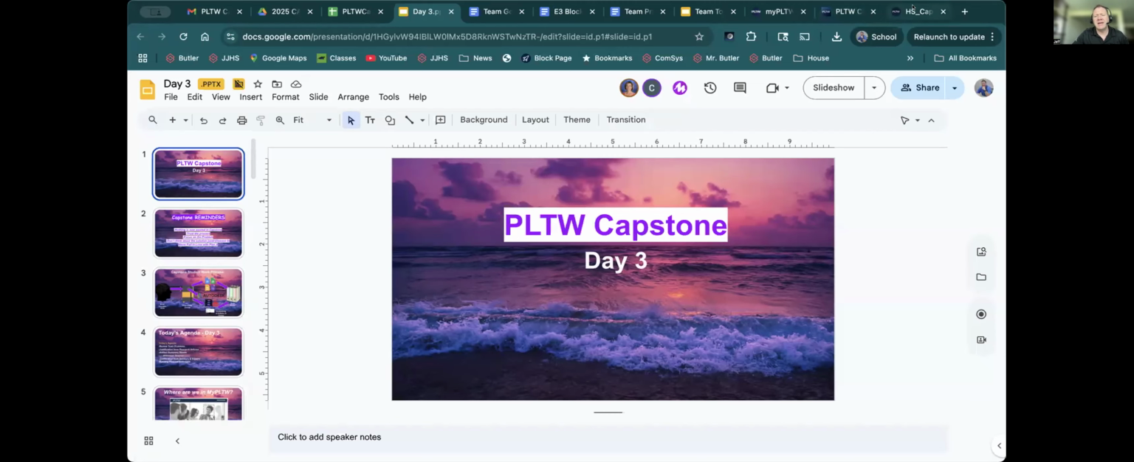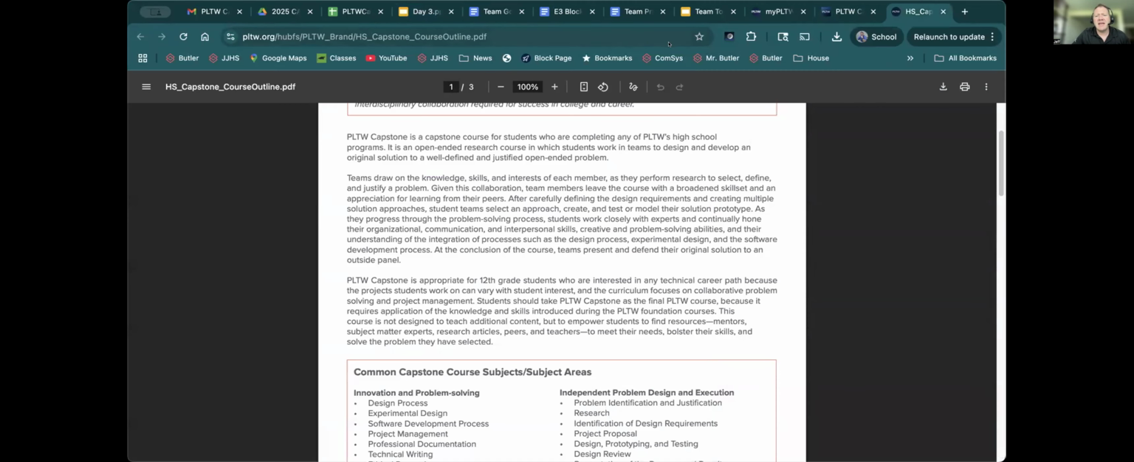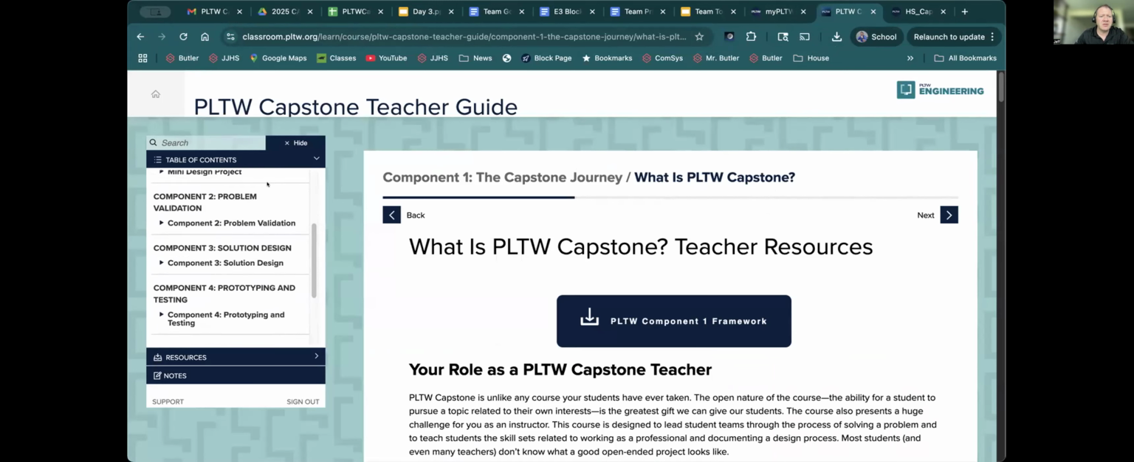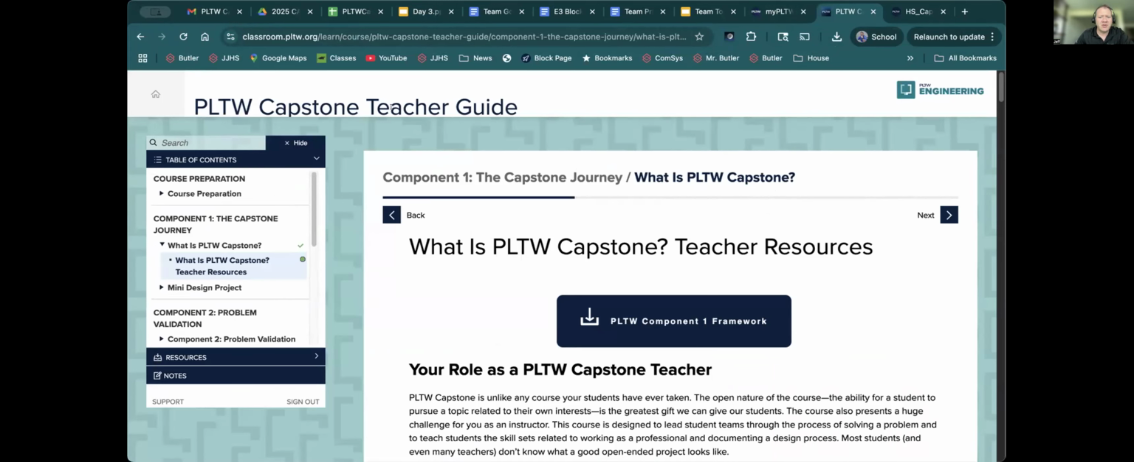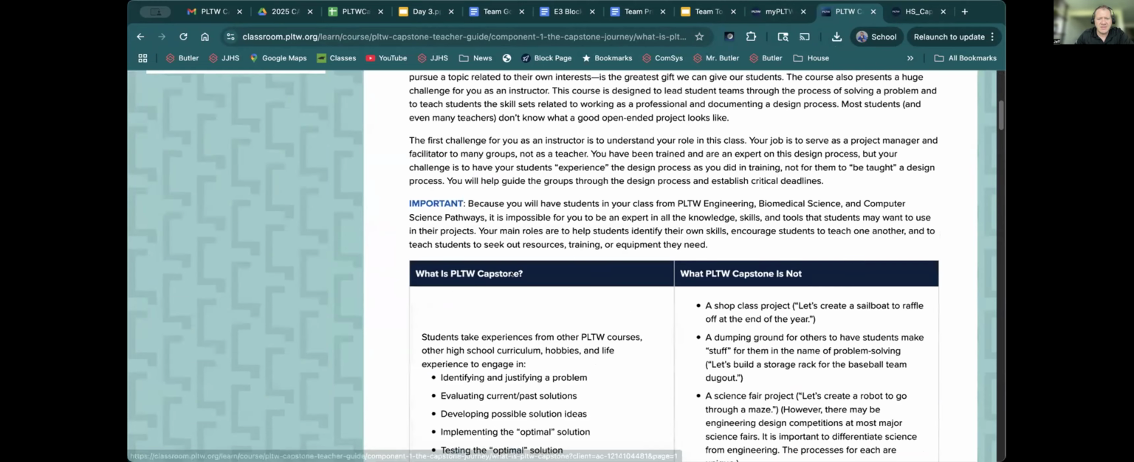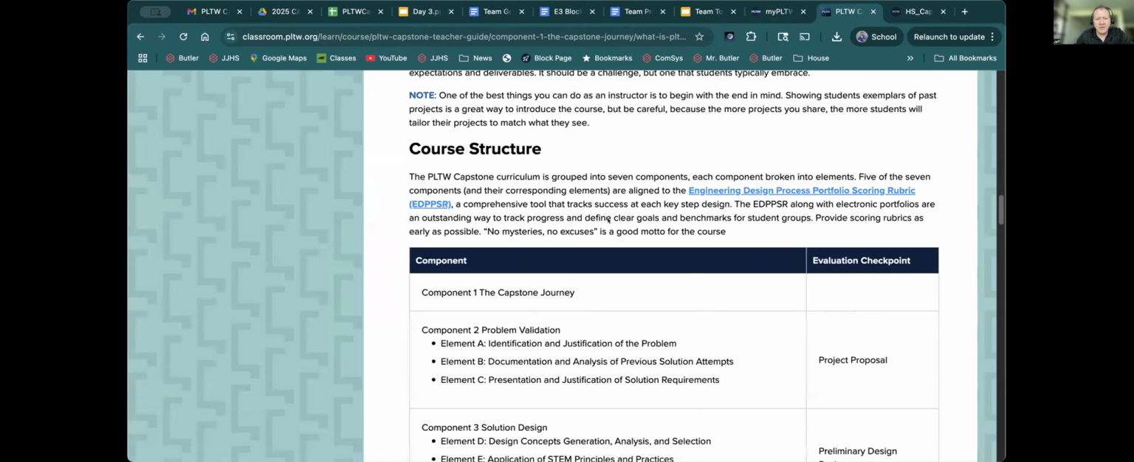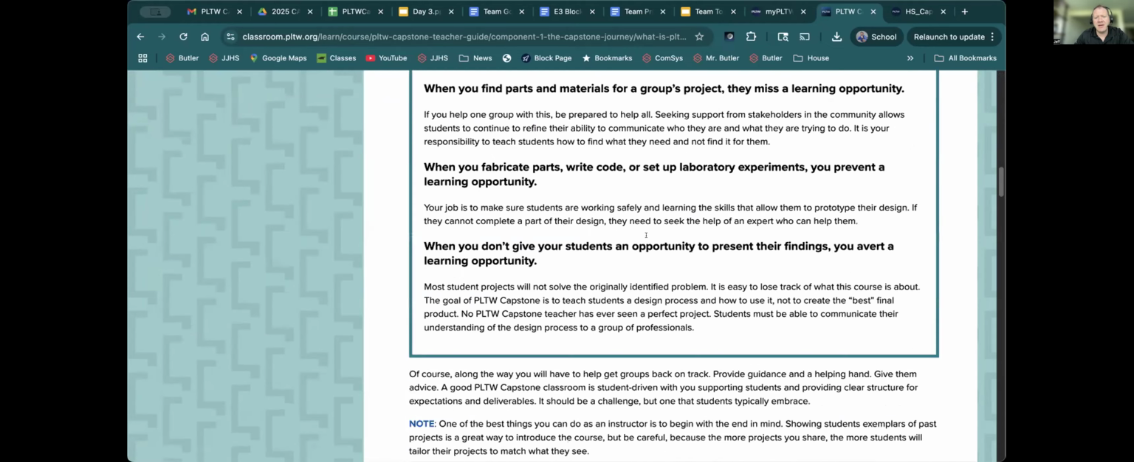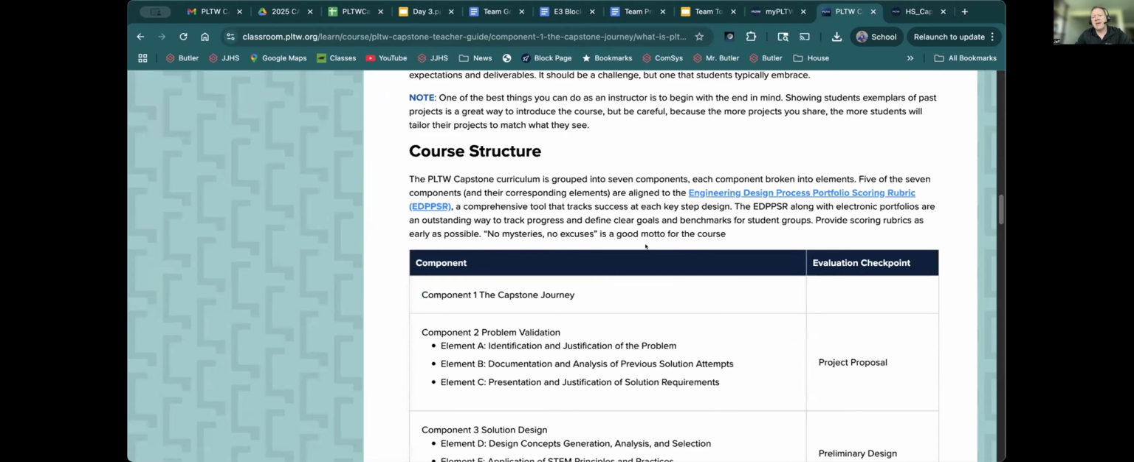Before we get started, in the E3 system, this is where the actual courses that you will be using with your students are. It may even be in the professional development area, but where you'll be using this with the students, you'll have the teacher guide. And inside here, you'll find some of the resources, including, I clicked up one, by the way, the EDPPSR, that scoring rubric.